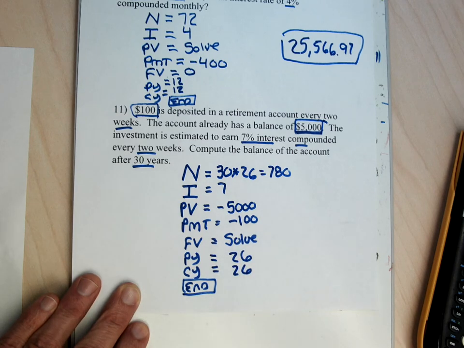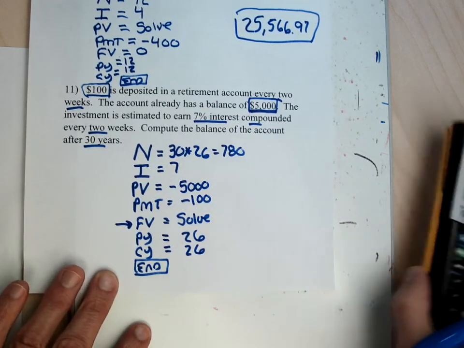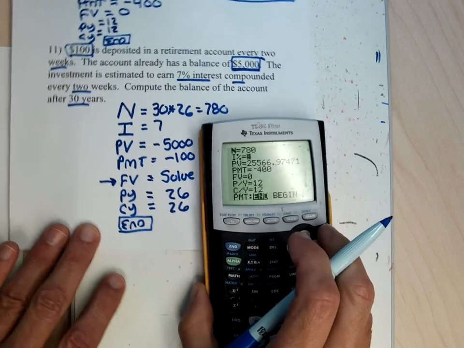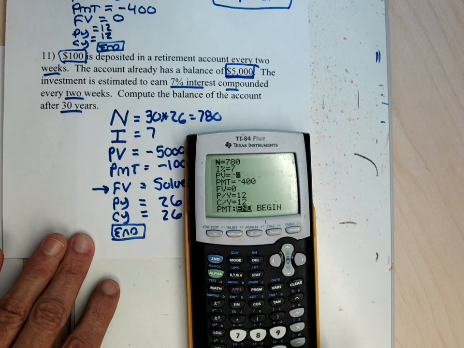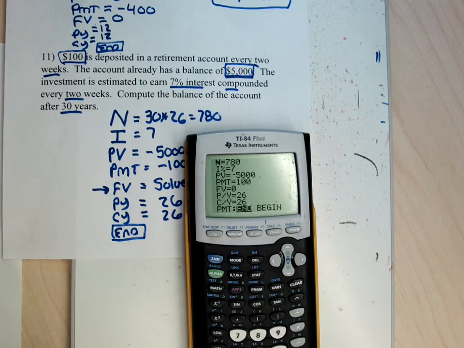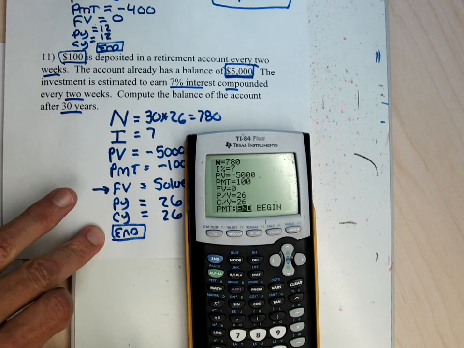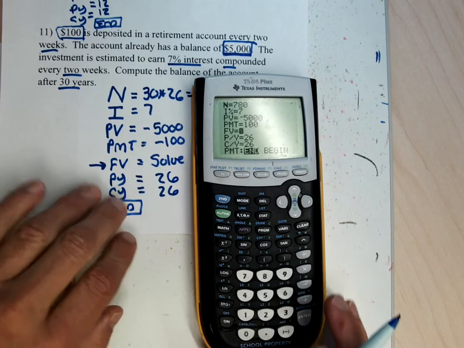If I enter all those and then have my calculator alpha solve the future value, I'll get the answer to this. So I already have the N in. I'm going to put 7 for the I, negative 5,000 for the PV, negative 100 for the PMT. I don't care what's in my future value. It could be anything. Right now my future value is 0, but I have all the figures in how I want them other than the FV, because regardless of what's in there, my calculator is going to override it and compute it.